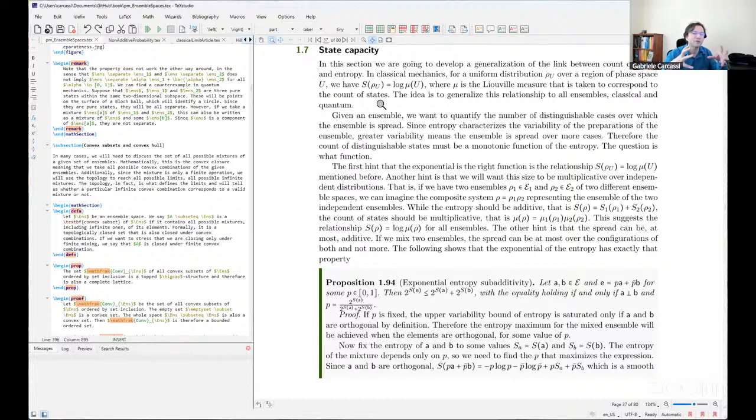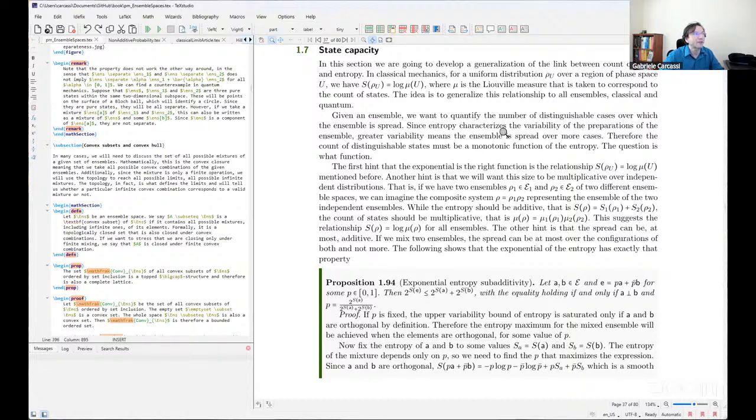If you have a region of phase space and you have a uniform distribution, so you don't know which one you have, the entropy is just the logarithm of the count of states. The idea is to generalize this relationship to all ensembles, classical and quantum. That's it. Given an ensemble, we want to quantify the number of distinguishable cases over which the ensemble is spread.